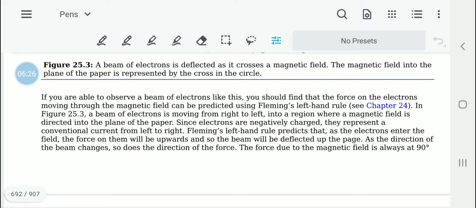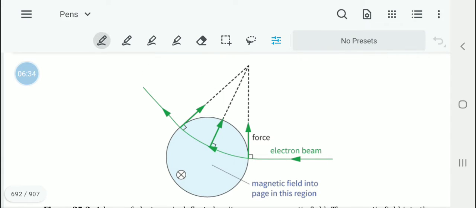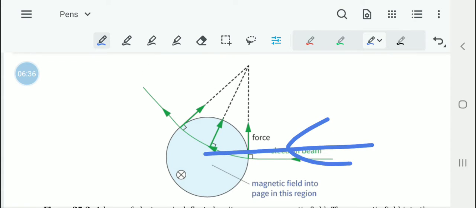they actually represent the negative. The current is from left to right. Right. So the electrons are moving. This electron beam is moving in this direction. So the magnetic field is into the paper.